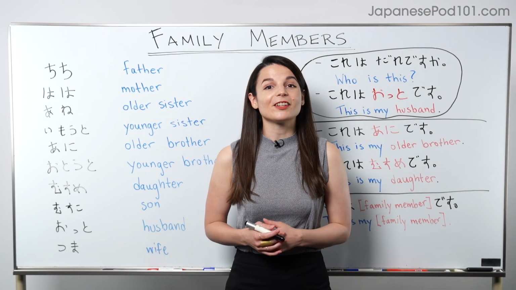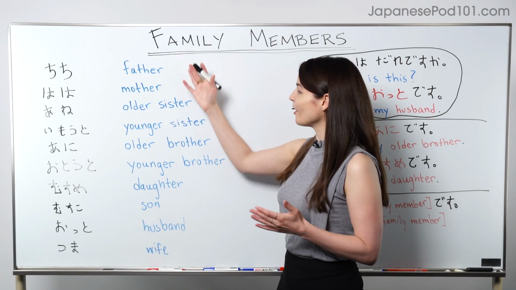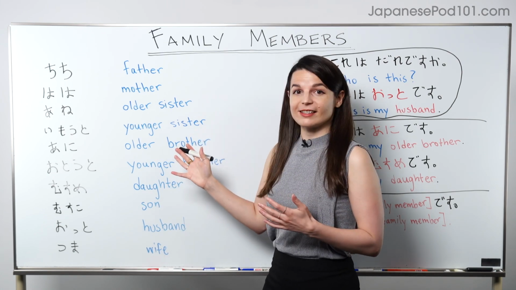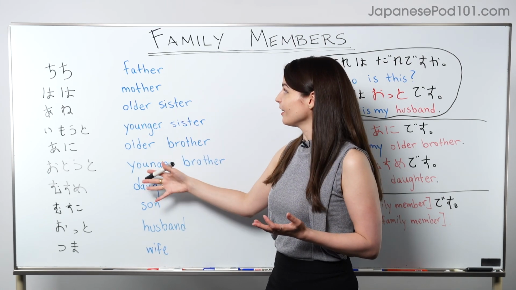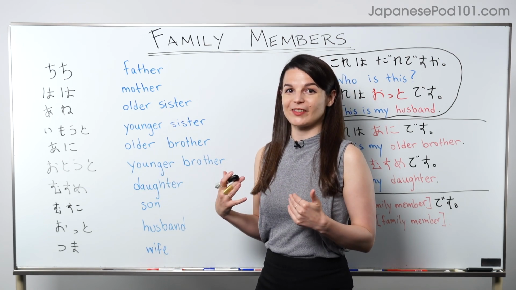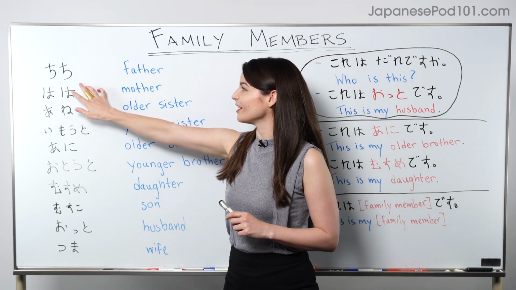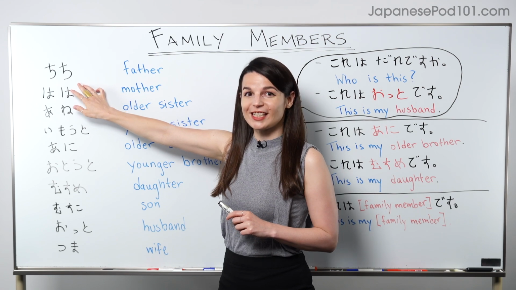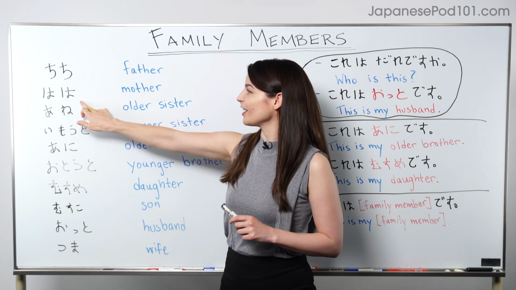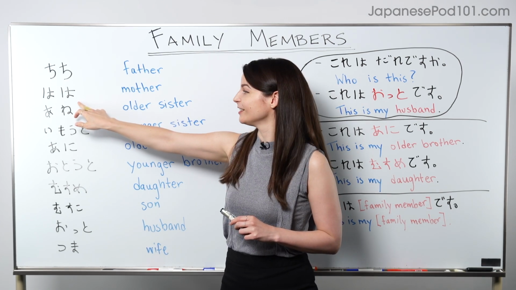Okay, let's take a look at the vocabulary. The vocabulary for this lesson is a list of family member words. Important to note for this lesson is that the vocabulary here consists of words that we use when we're speaking directly to our family members. So when we're at home, for example. Okay, let's go one by one. First is chichi, father. Then we have haha, mother.